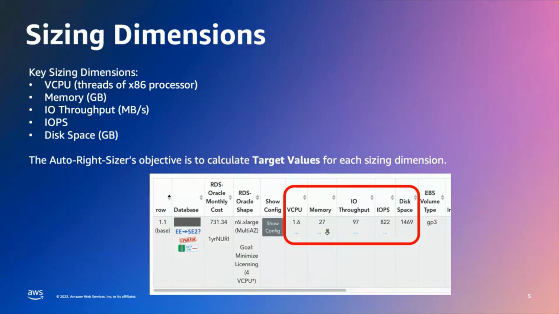There are 5 primary sizing dimensions used by DBCSI. They are memory, vCPU, I/O throughput, IOPS, and disk space. On the screen, you can see a snippet of the auto right sizer showing how those calculated minimum target values are presented.